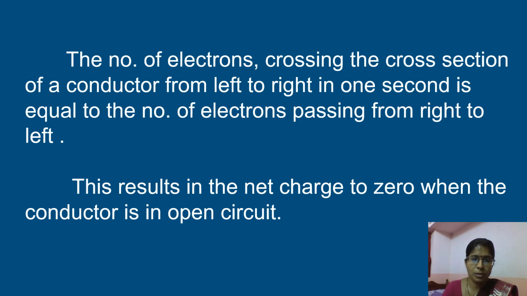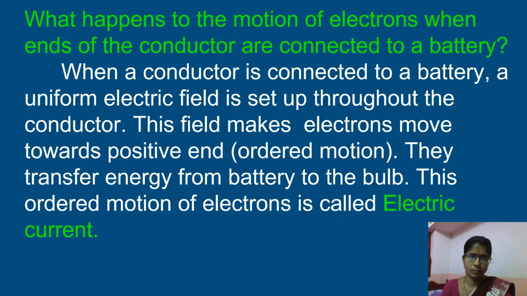Now let's see what happens to the motion of electrons when the ends of a conductor are connected to a battery. How does the motion of the electrons change when they are connected to a battery? You can find the answer here. When a conductor is connected to a battery, a uniform electric field is set up throughout the conductor. So when you connect the wires to a battery, immediately a uniform electric field is set up.